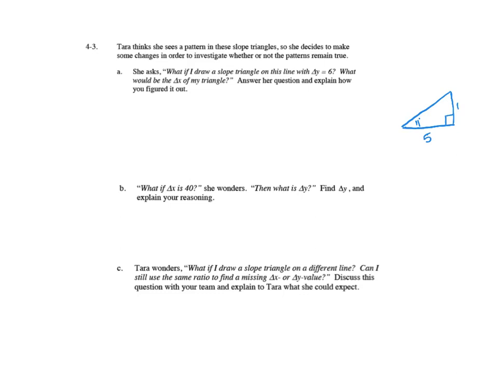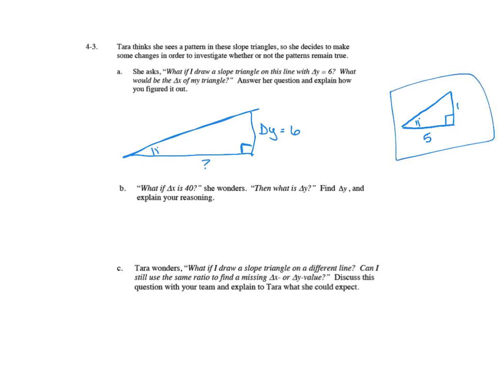Tara thinks she sees a pattern in the slope triangles, so she asks a few questions here to investigate whether the pattern remains true. What if I draw a slope triangle on this line with delta y equals 6? Well, my line was like this. So if I keep that angle at 11 degrees, and this angle here is 90, if the change in y is 6, what's the change in x? Well, in order to solve that, I'm going to compare that to the original triangle here of 1/5 because I know the triangles are similar, so their sides have to be proportional.